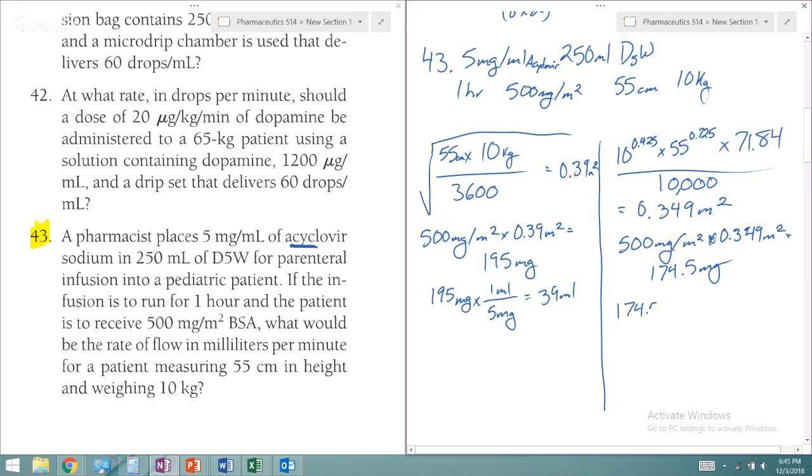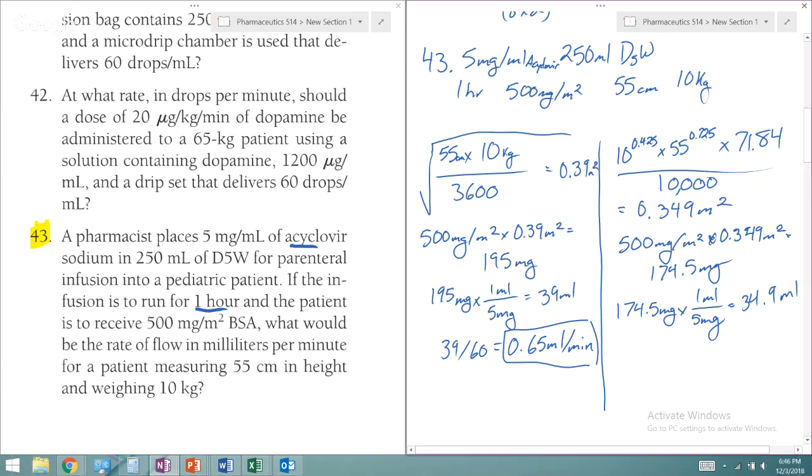And this one is 34.9 milliliters. And then you have to figure out what would it be in milliliters per minute. So we have our milliliters, and then we have to figure out the minutes. So you take your 39 and you divide it by 60 minutes because this is going to run for 1 hour. And you find that that is 0.65 milliliters a minute. So that's for this one.